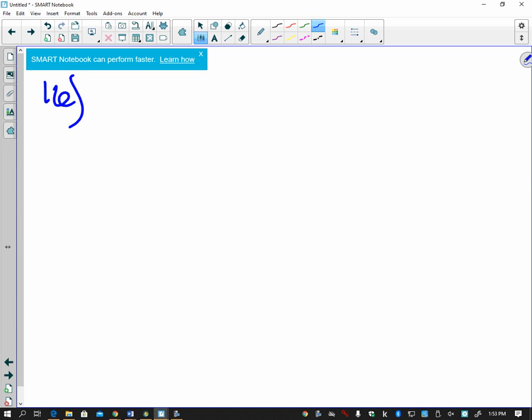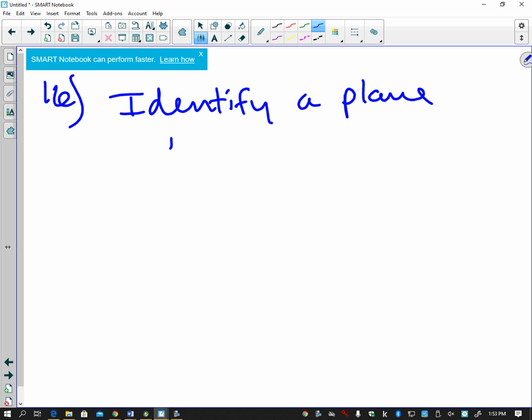All right, identify a plane in the diagram. Can you guys do that? It has to be 3. If I'm identifying a plane, there's 2 things I need. And people are still making this mistake.